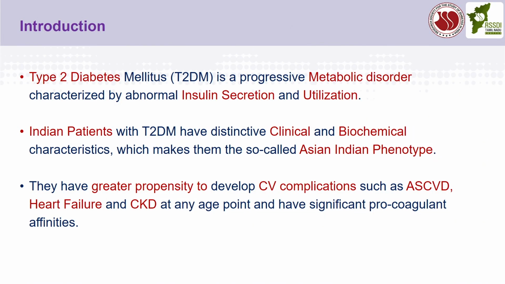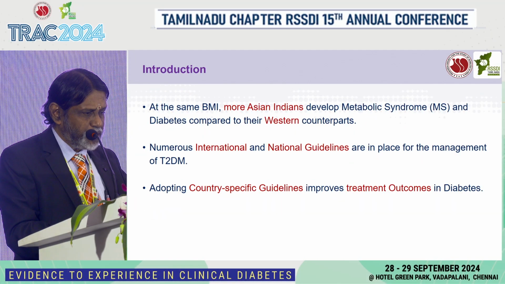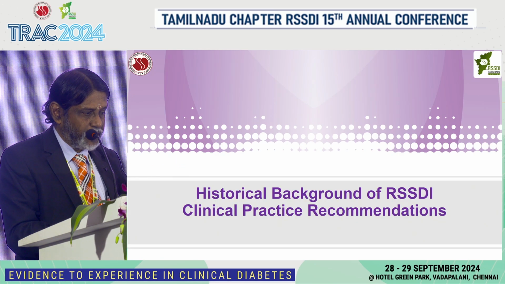Type 2 diabetes is a progressive metabolic disorder characterized by abnormal insulin secretion and utilization. Indian patients have distinctive clinical and biochemical characteristics, the so-called Asian Indian phenotype. They have a greater propensity to develop cardiovascular complications such as atherosclerotic cardiovascular disease, heart failure, and CKD. At the same BMI, more Asians develop metabolic syndrome. Numerous international and national guidelines are in place for the management of patients with type 2 diabetes. Adopting country-specific guidelines improves treatment outcomes in patients with diabetes.